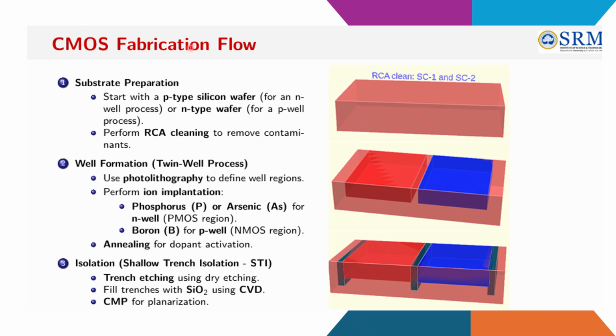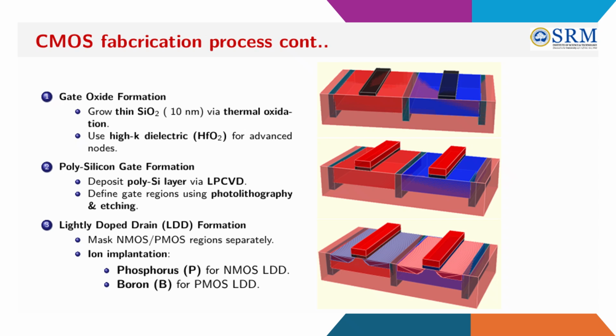So this is for your inverter circuit fabrication. How can you fabricate? Step one is substrate preparation, and step two is well formation. Well formation is required for both the PMOSFET and the NMOSFET, and what type of well you form depends on the type of MOSFET. For NMOSFET you are going to use a P type well, and for PMOSFET you are going to use an N type. After that, you have to develop the oxide layer on the top, then the polysilicon gate formation above the gate oxide, and then lightly doped drain.